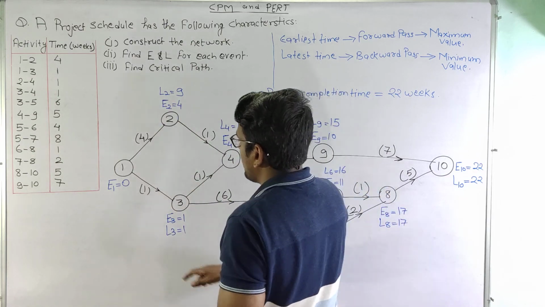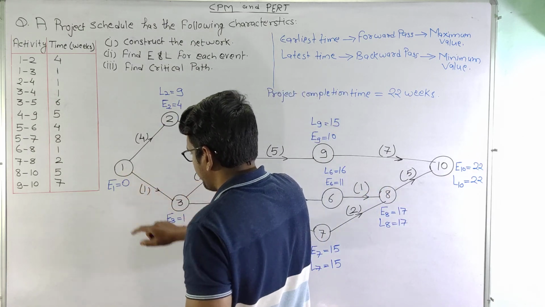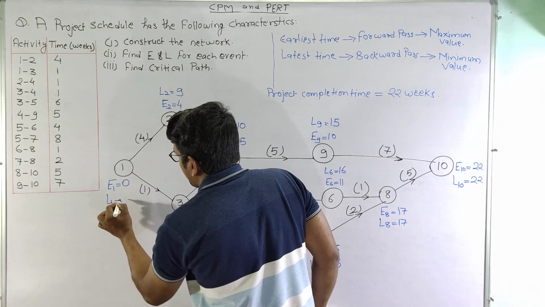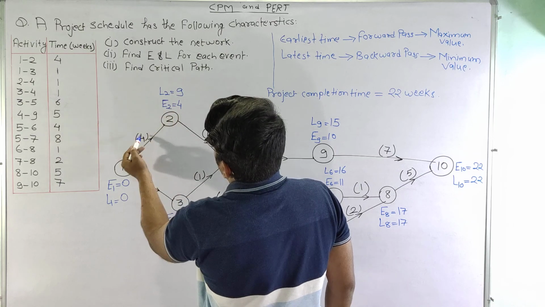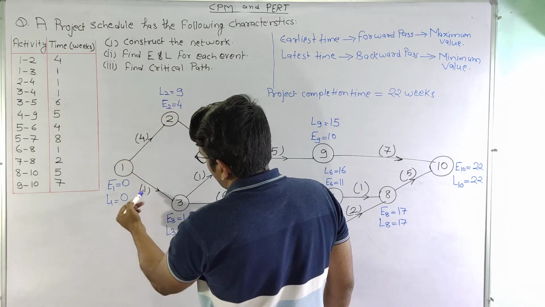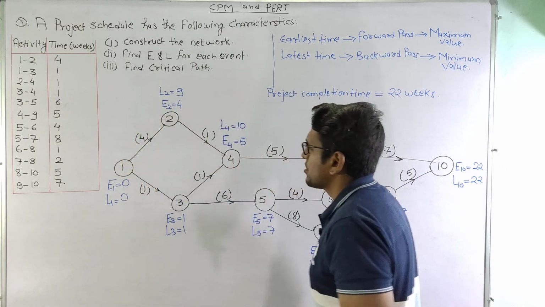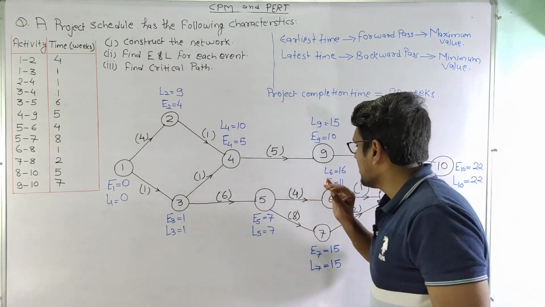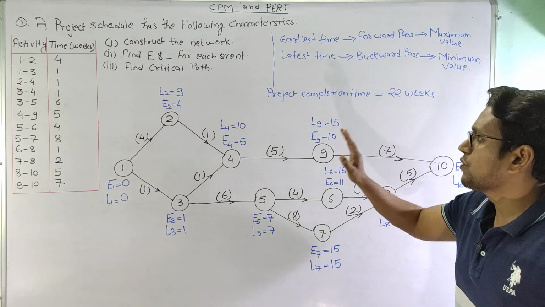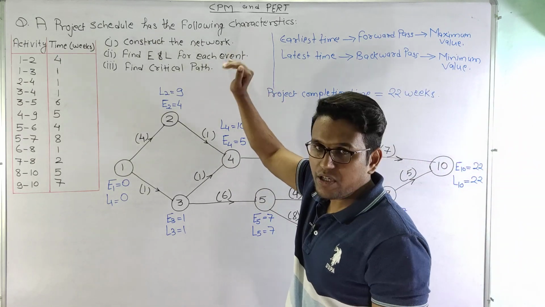Now moving on to L1 or node 1. So L1 is coming as 0 because this is 1. 1 minus 1 is 0. This is 9 minus 4 is 5. So we will select the minimum value. So now we have calculated all the earliest and the latest value at each node. So we have completed the second point also.